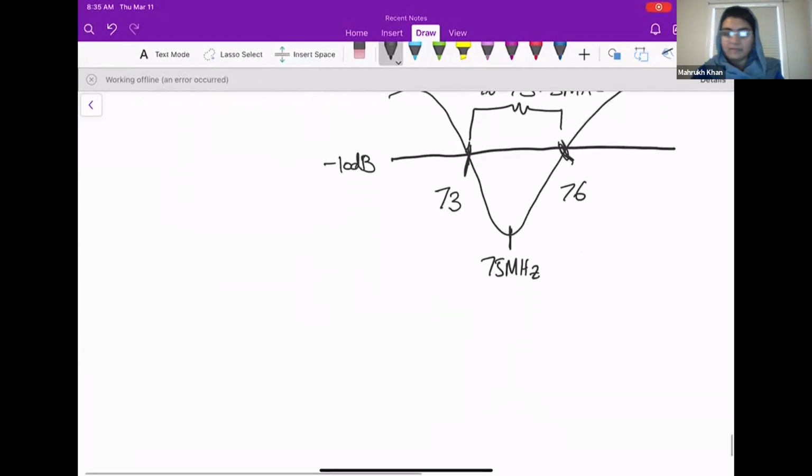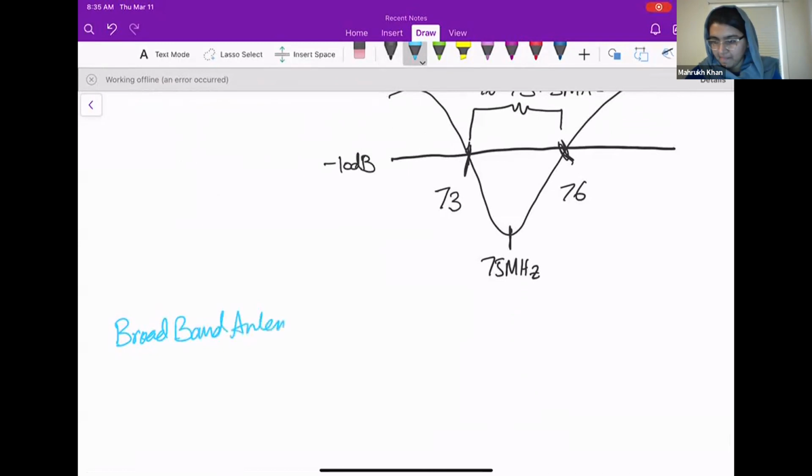Another term they define in industry is broadband antennas. Broadband antennas are very, very wideband antennas, so their bandwidths exist in gigahertz. When they say that this broadband antenna is 10:1, its ratio of the bandwidth is 10:1.